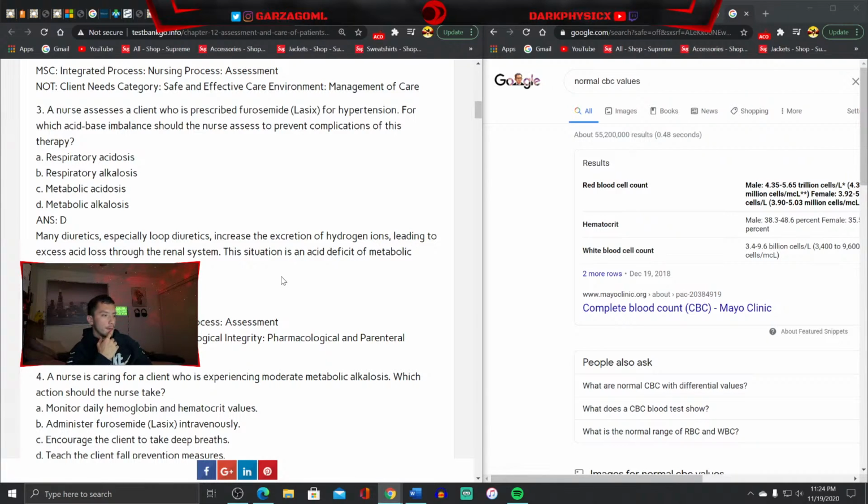Well, let's see here. Monitor daily hemoglobin and hematocrit. Administer furosemide. Nah, heck no. You're already in alkalosis. Encourage the client to take deep breaths. Nope, because I'm just going to add to the alkalosis. And teach the client fall prevention measures. Yes, because I believe metabolic alkalosis patients are pretty weak. I think it's due to the potassium and calcium being low. So D.